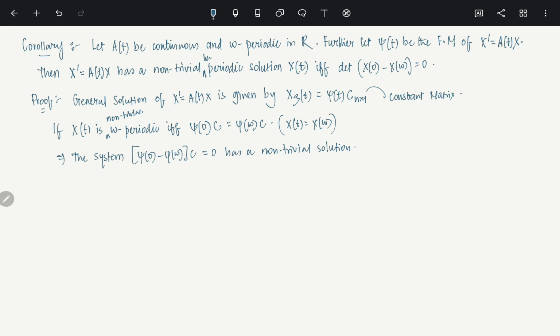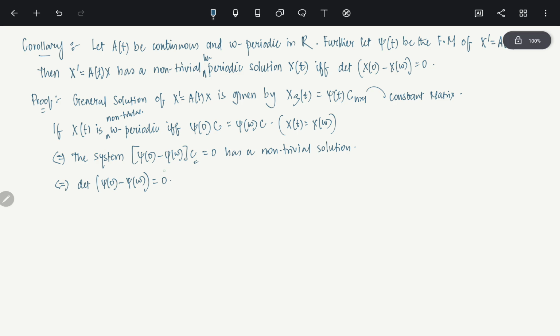But for this system to have a non-trivial solution, what is the requirement? That will imply, and it is both if and only if actually, that the determinant of psi of 0 minus psi of w has to be 0. Otherwise, this system cannot have a non-trivial solution. That's just the basic system of linear equations stuff, right?